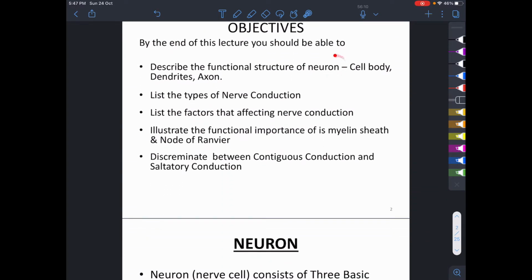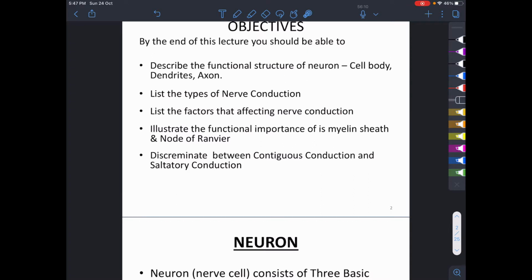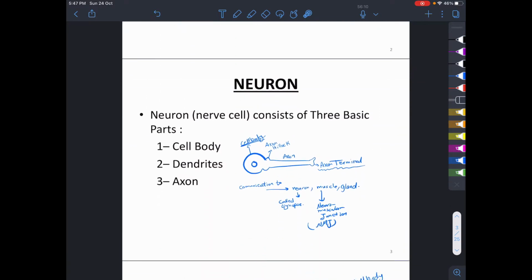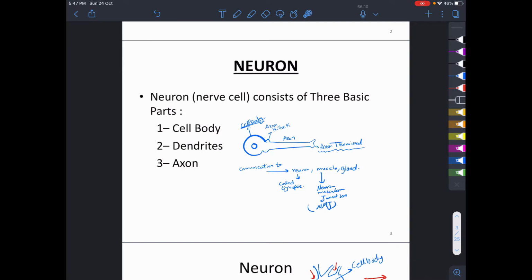We talk about the structure of the neuron, which we already know, I think: the cell body, dendrites and axons. We're going to list the nerve conduction types, the factors affecting nerve conduction, and illustrate the functional importance of the myelin sheath. I think we already know all the basics of this lecture, but it's very important in the matter of action potential and connecting the dots a little bit.